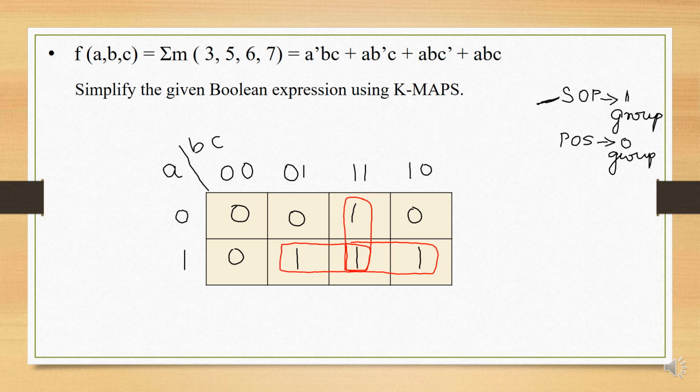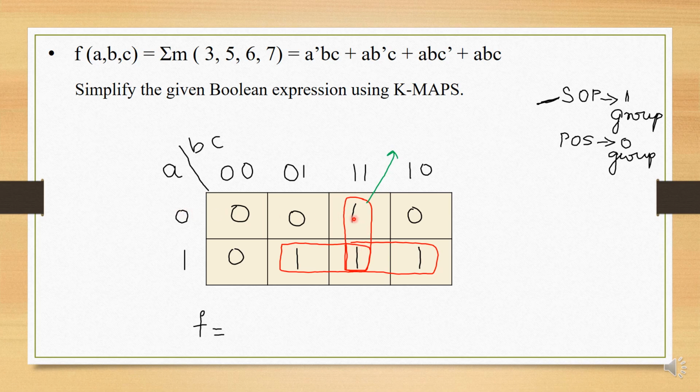So let us write the simplified expression. I am going to represent it as an SOP expression because we have grouped logic 1s. Let me write the product terms for each of the pairs here. Let me consider the first one. In order to write a product term for this pair, you need to consider the rows of this particular pair and also the columns.